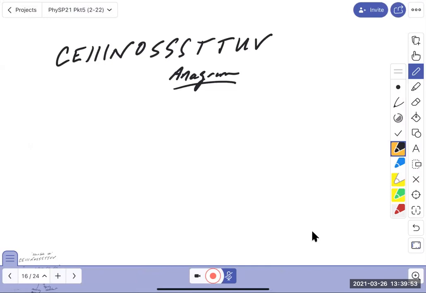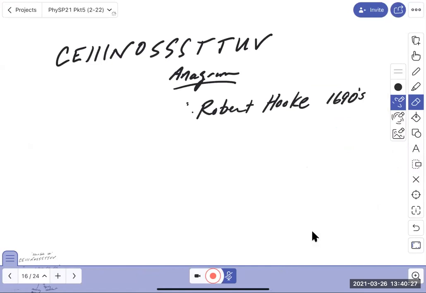So this was the most famous one, sent out by a guy named Robert Hooke, in about 1690, somewhere in there, give or take 10 years. So he's a contemporary of Newton. He was a rival of Newton, Isaac Newton. So he sent this out, and I'll explain that in a minute.